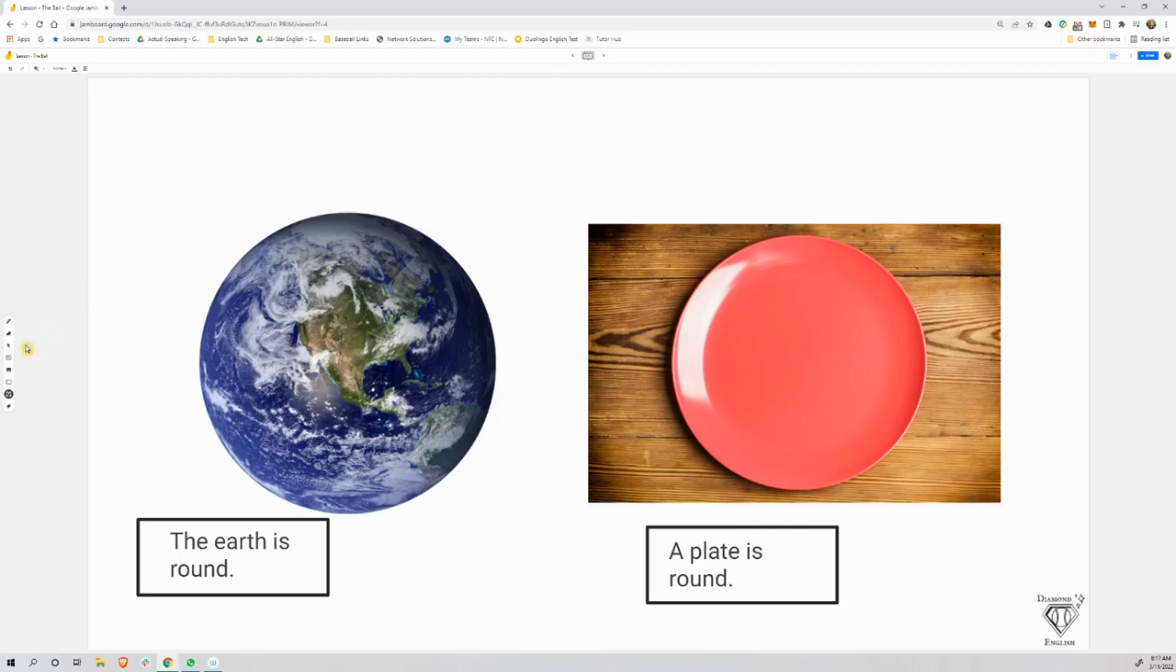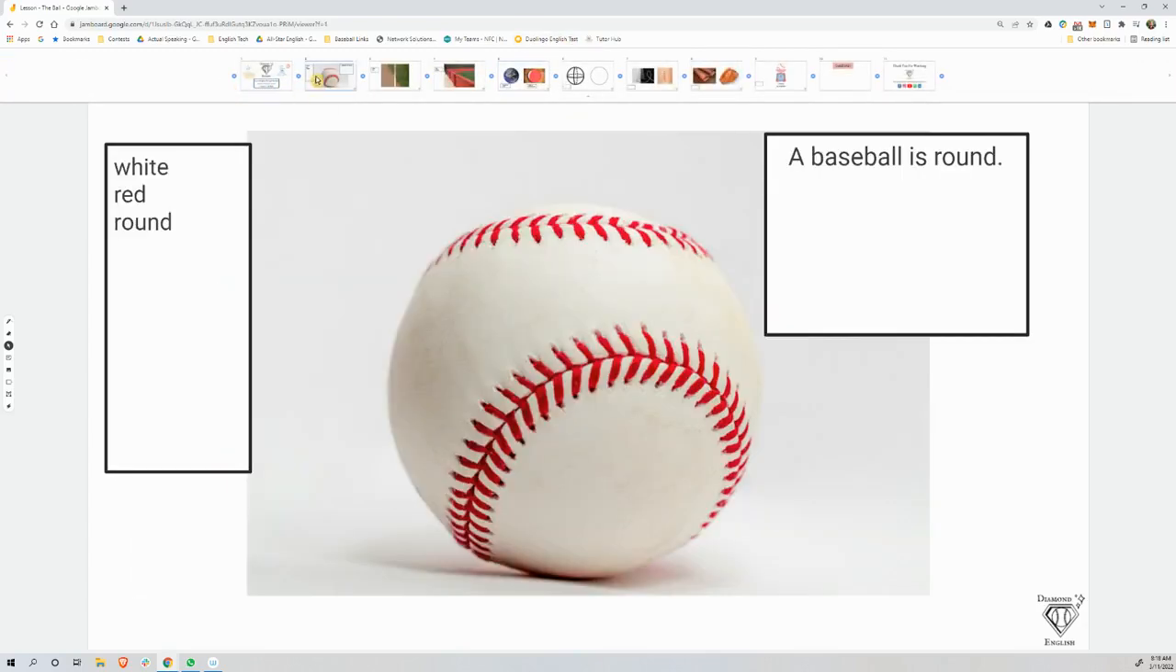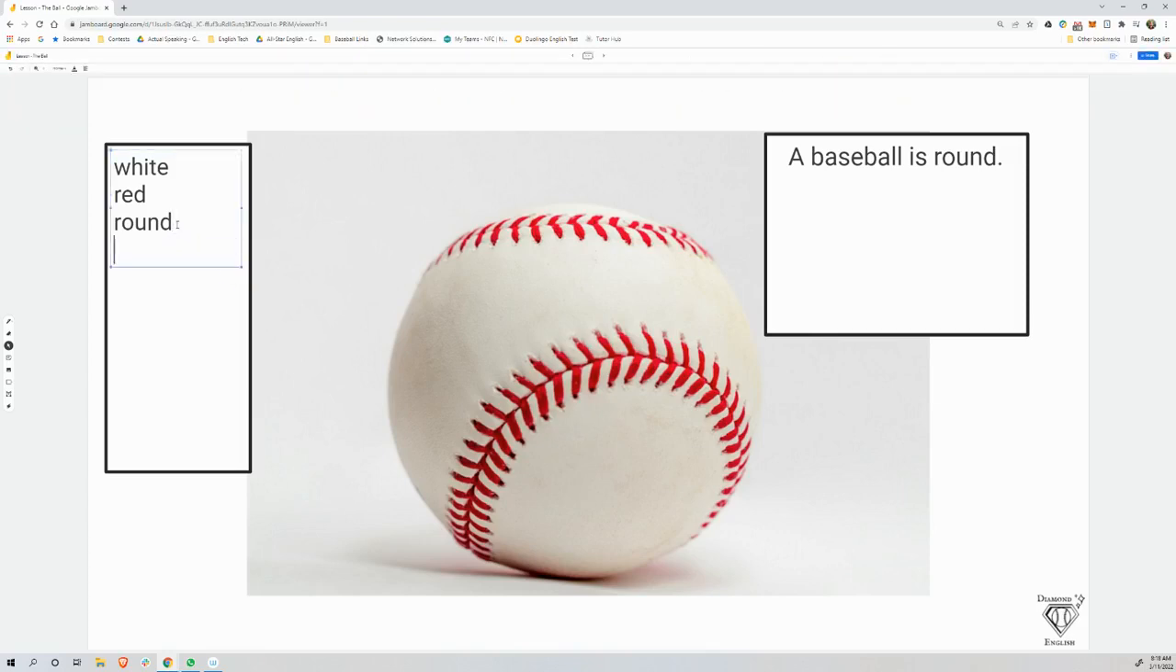A plate is round and flat. A plate is round and a plate is flat. A plate is round and flat. The earth is round. And a baseball is round. Another word, sphere. So a baseball is a sphere.